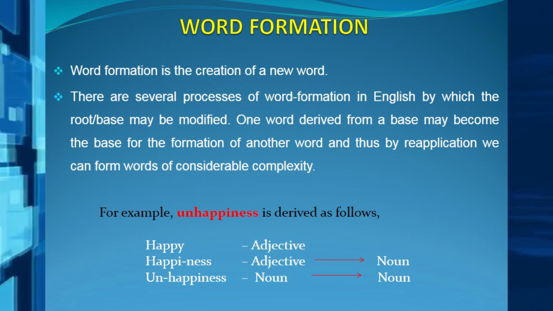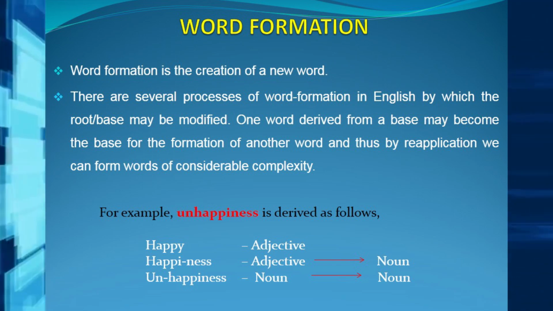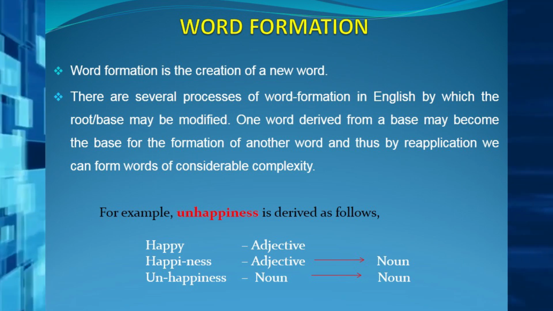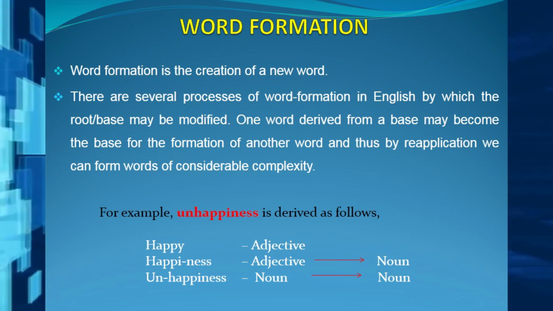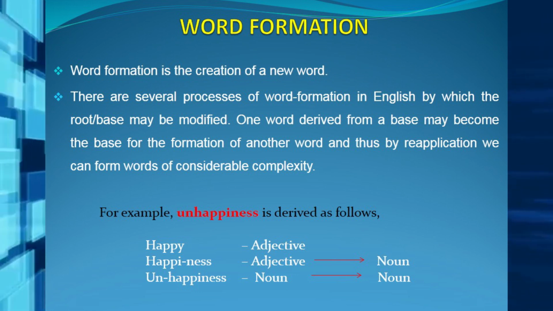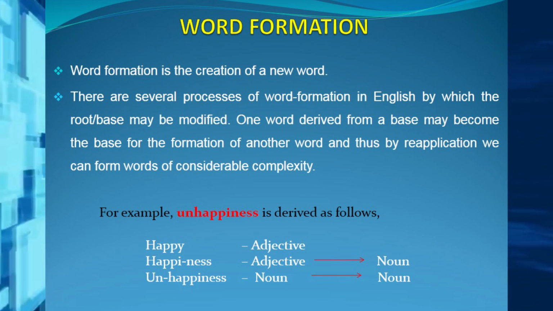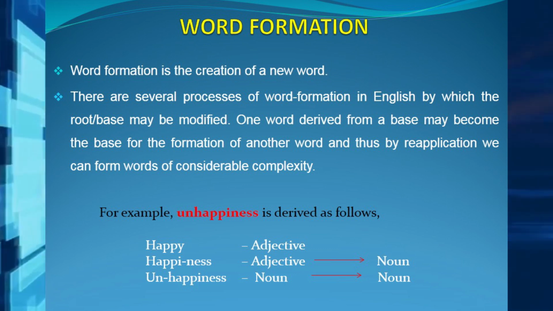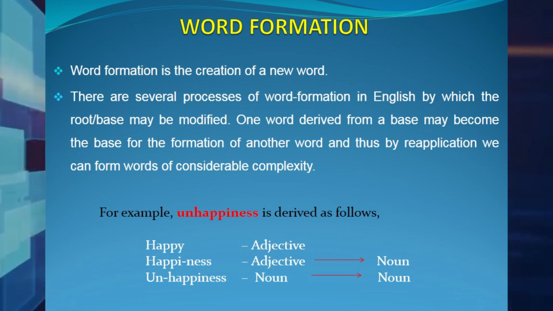For example, let us take the word unhappiness. It is derived as follows. When NESS is added to the root happy, it becomes happiness. Similarly, when UN is added to the base happiness, it becomes unhappiness.